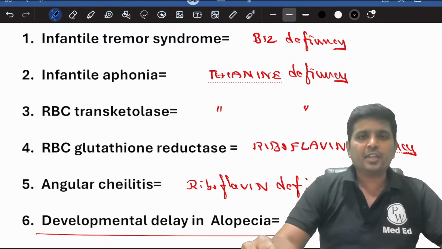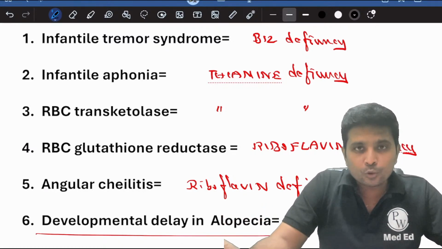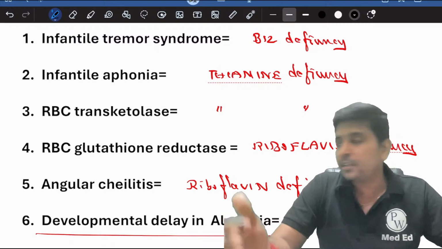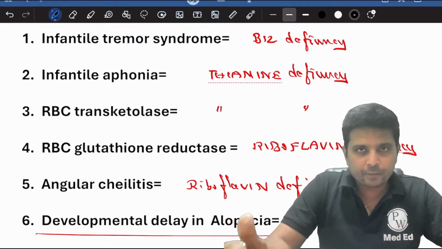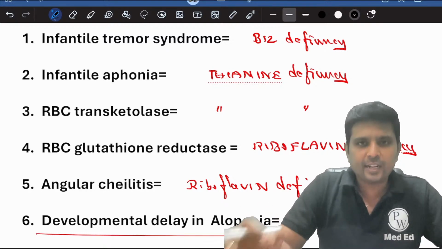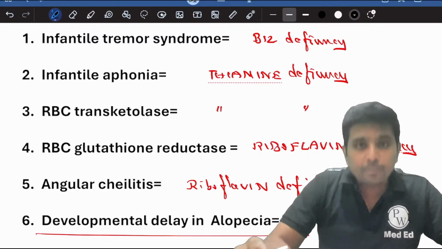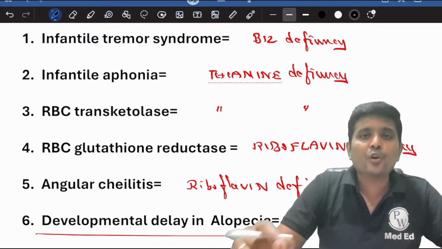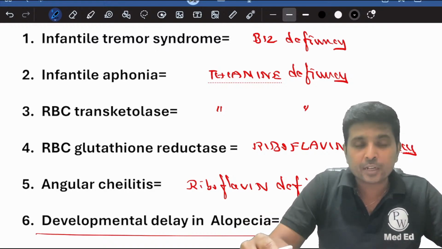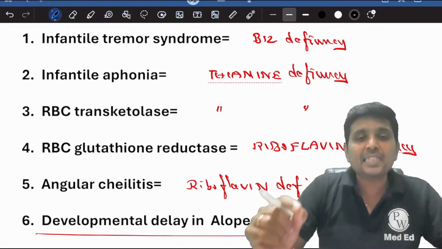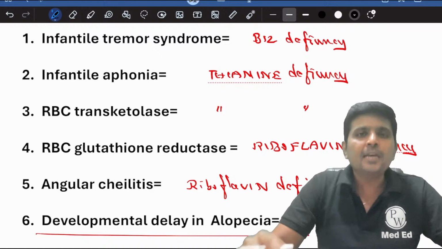What do you mean by neuroregression? My 8-month-old child previously used to sit, now not sitting. My 8-month-old child usually turns her head whenever she is called. Now she is not turning. So this is called neuroregression. In all cases of neuroregression in the pediatric age group, you need to rule out vitamin B12 deficiency. Remember, in your entrance examination, when neuroregression is there in the question, and B12 is one of your choices, unless otherwise proved, B12 is the answer, because the most common cause of neuroregression in India is B12 deficiency.